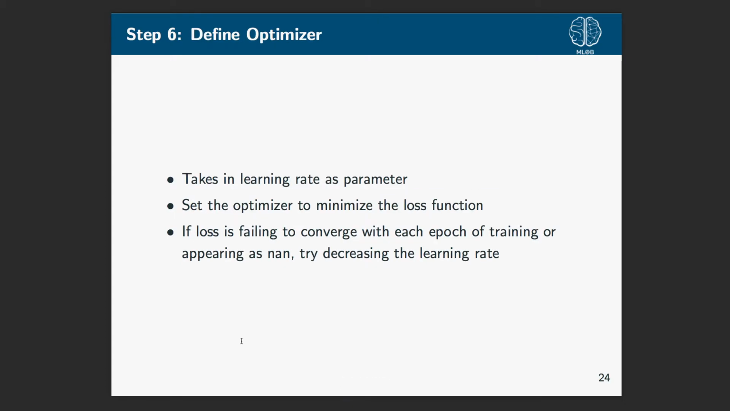Okay, so the next step is to define the optimizer, and there's a bunch of optimizers that TensorFlow already provides. They take in the learning rate as a parameter, and you want to set the optimizer to minimize the loss function. If you notice during your training time that the loss is failing to converge, or the loss is appearing as nan, or something like that, try decreasing the learning rate, because then you'll take a smaller step size and hopefully that fixes the issue. Usually it does.